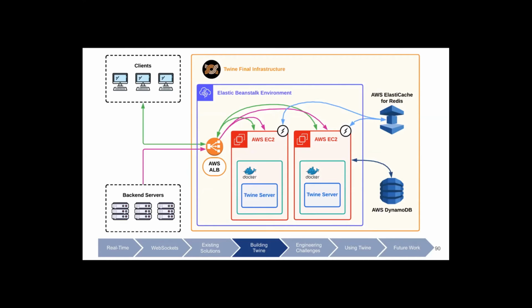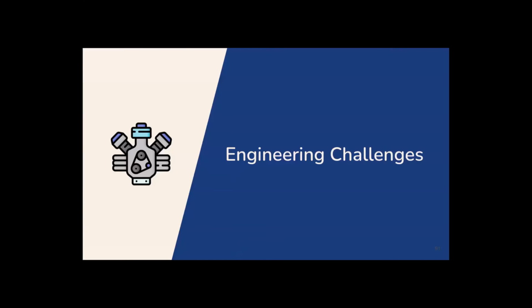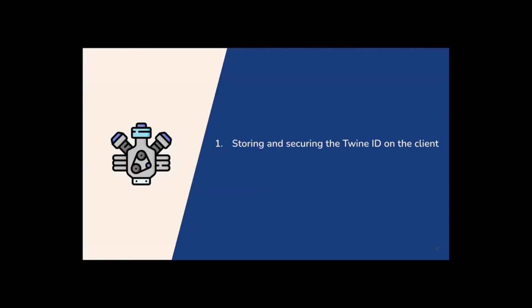Our final architecture now features Twine's server logic running in a Docker container within EC2 instances deployed and managed by Elastic Beanstalk. I'll now hand things off to Leeya to discuss some of the engineering challenges we encountered while building Twine. Thank you, Chris. So as Chris said, in this section, I'll be sharing a few of our engineering challenges, specifically storing and securing the Twine ID on the client, load balancing WebSocket connections, synchronizing state, and load testing.